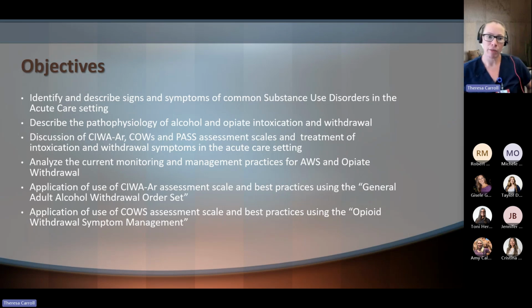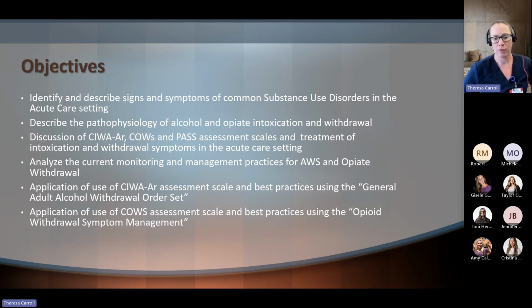So what are we trying to cover? We are looking at identifying and describing signs and symptoms of substance use disorders, especially in the acute care setting. We're going to take a look at the pathophys of alcohol and opiate intoxication and withdrawal. We'll discuss the CIWA, the COWS, and the PASS. These are our assessment scales that we use most commonly for the treatment, both with intoxication and withdrawal. And we'll analyze current monitoring and management practices for alcohol withdrawal and opiate withdrawal.